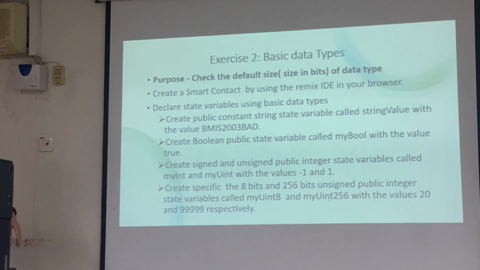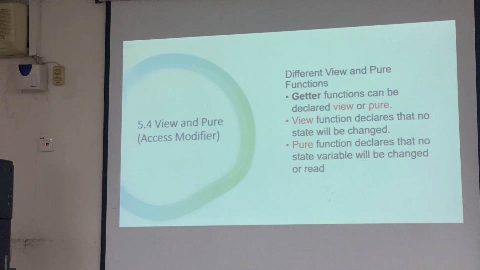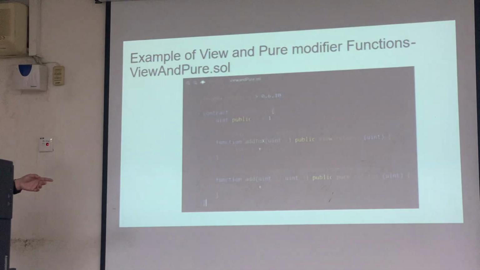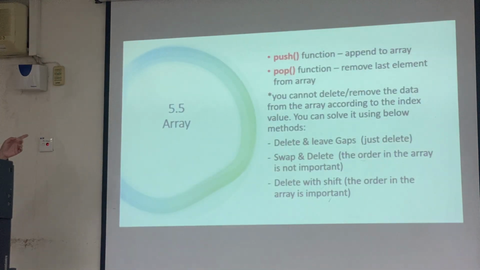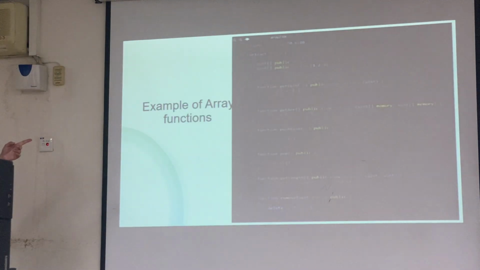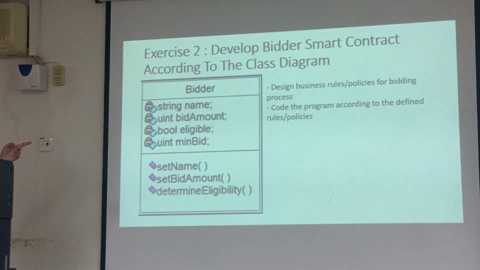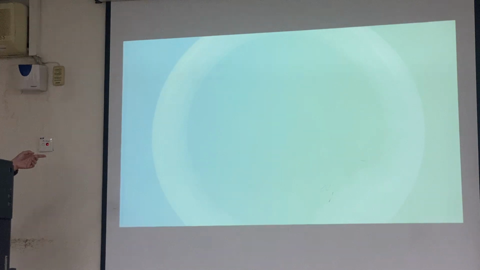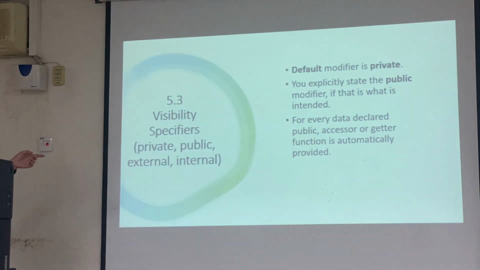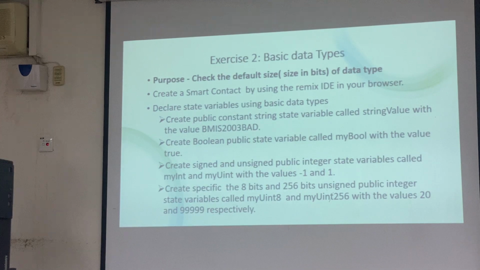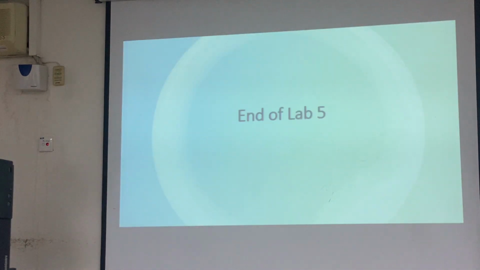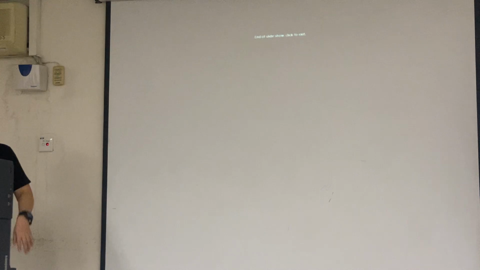We will have this basic data type. This exercise number 2 can be skipped. Then we have pure and view. Then we will understand the differences between pure and view. Then we'll come to the array, push and pop, then we will come to this exercise number 2. Okay? This exercise actually can be ignored, as it is a basic data type. We go for this, then we will go for lab number 6.